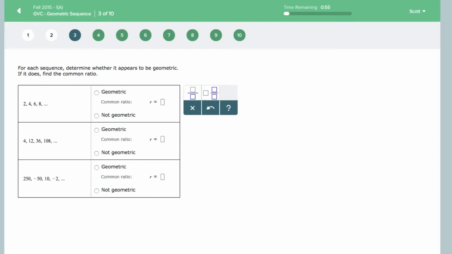Number 3. When it comes up, it's asking you, is it geometric or not? We don't have to worry about arithmetic anymore. We want just geometric. And we also want to find the common ratio. So that's what it's asking for right here, common ratio. So let's look at this. 4 divided by 2 is 2. 6 divided by 4 is not 2. I don't know what it is, but I know it's not 2, so that means that one is not geometric.